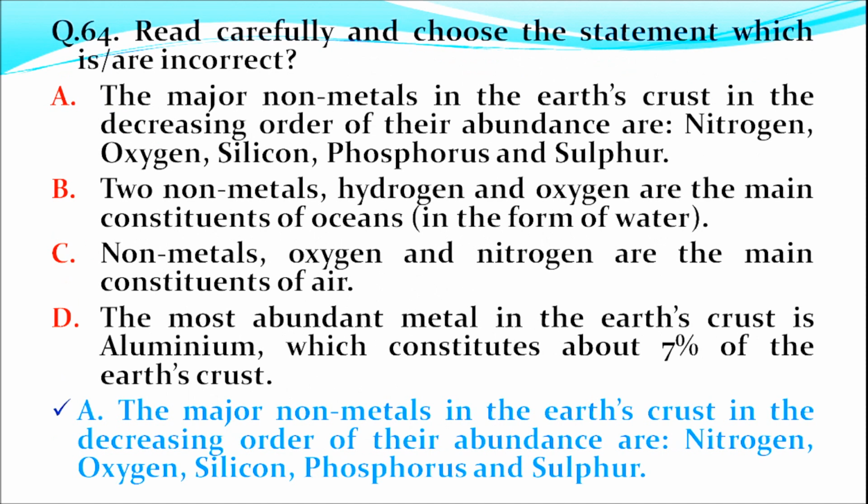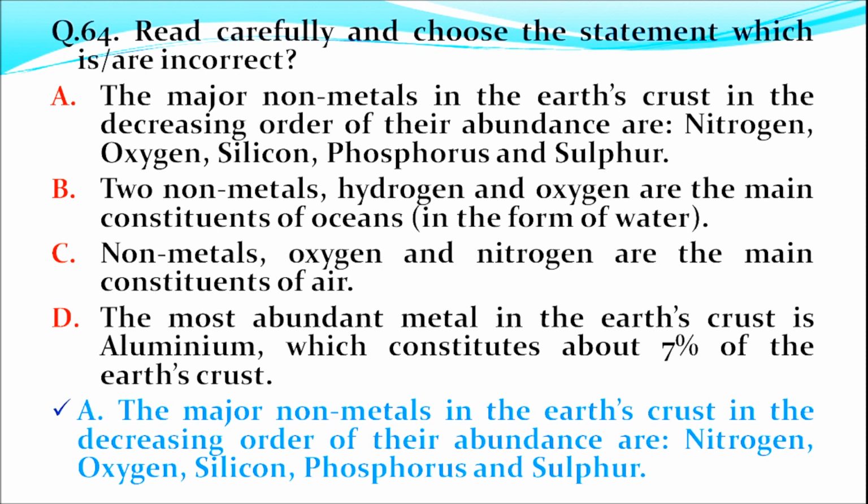Read carefully and choose the statement which is incorrect. Option A. The major non-metals in the earth crust in the decreasing order of their abundance are nitrogen, oxygen, silicon, phosphorus, and sulfur. Option B. Two non-metals, hydrogen and oxygen, are the main constituent of oceans in the form of water. Option C. Non-metals, oxygen and nitrogen, are the main constituent of air. Option D. The most abundant metal in the earth crust is aluminum, which constitutes about 7% of the earth crust. Out of the four statements, which statement is incorrect?